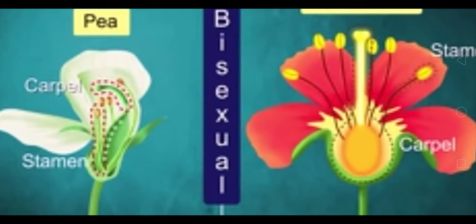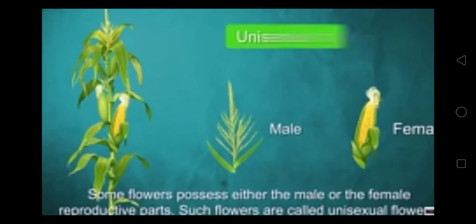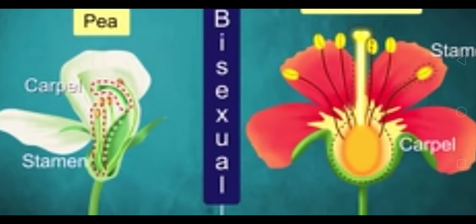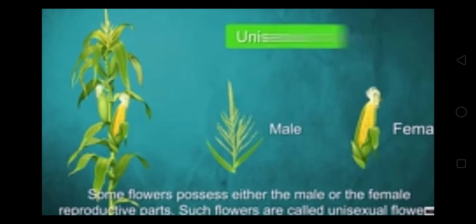Here you can see the flower having both stamen and carpel. The stamen is present and the carpel is present in the pea plant. So it is a bisexual plant. But some plants have only one sex, that is called a unisexual plant.